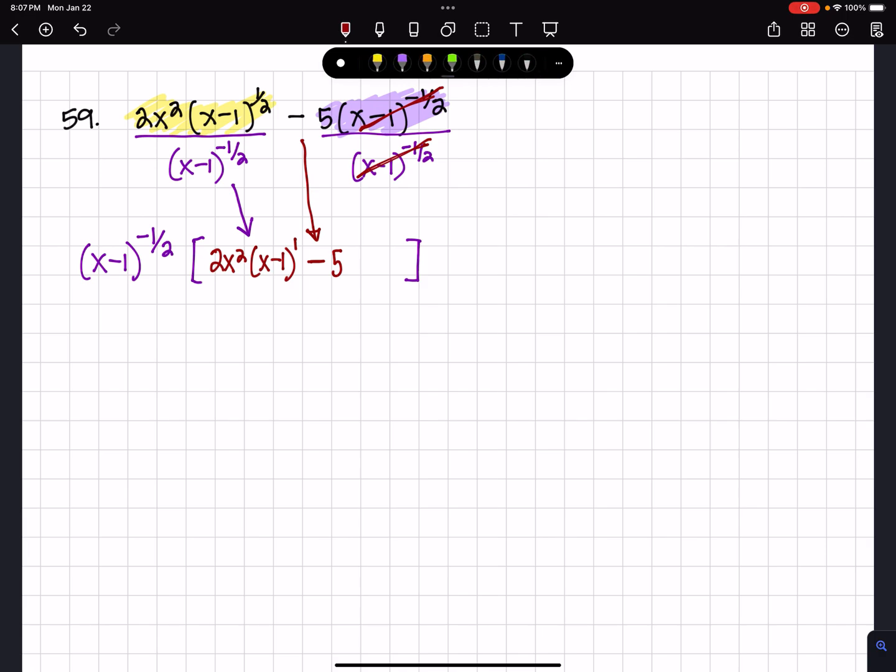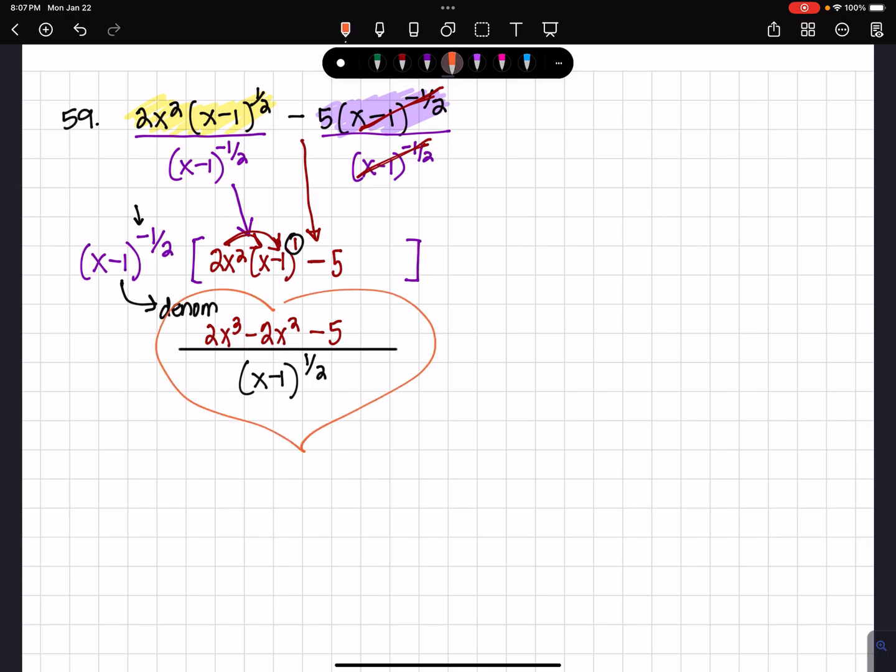There we go. A little bit of cleanup to do here, because this time I only have a first power, so I don't have to expand and multiply by itself 7 times. So I'm going to have a fraction. This term is going to go to the denominator so that we can make the exponent positive. So I'm going to have x minus 1 to the 1/2 now in the denominator. And then inside, I'm going to have 2x squared times x, 2x squared times negative 1. That's 2x cubed minus 2x squared. And then, of course, I have that minus 5. And this is a great big heart as well.